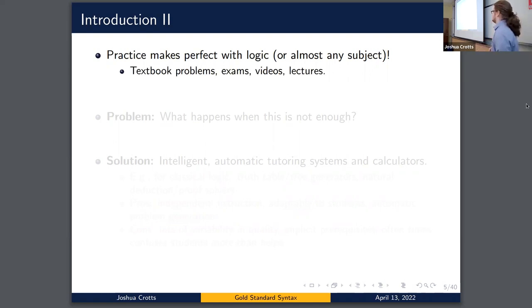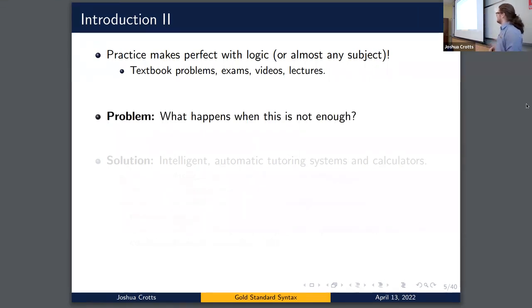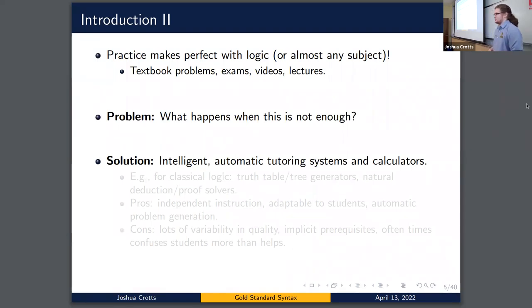And where do you get this practice? Well, you get it through textbook problems, you get it through exams, videos, lectures, things like that. Problem though, what happens when that's not enough? Perhaps the textbook problems just don't give the student everything that they need to succeed. That's entirely possible. One of those solutions comes through intelligent tutoring systems and calculators.